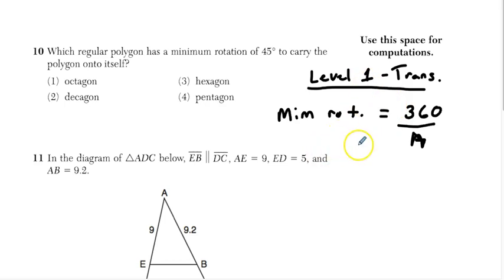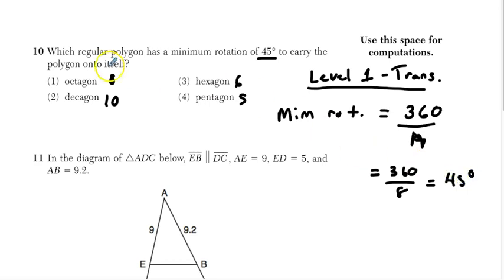All right, so we're just going to see which one we plug in and gives us 45, which means it's going to carry onto itself. So we have 8 for an octagon, 10 for a decagon, 6 for a hexagon, and 5 for a pentagon. Well, let's start with number 1. That's 8. So 360 divided by 8 is 45 degrees. Oh, look at that. We figured out the answer. Now, if you don't believe me, try the other ones.